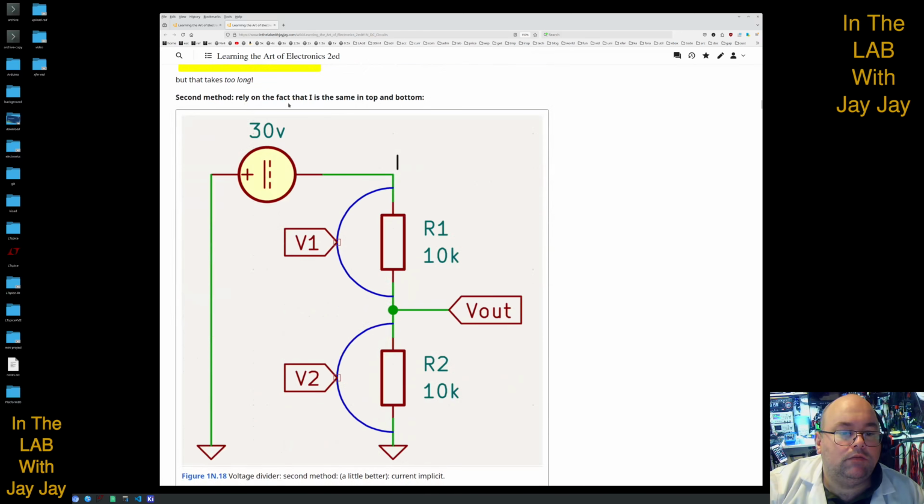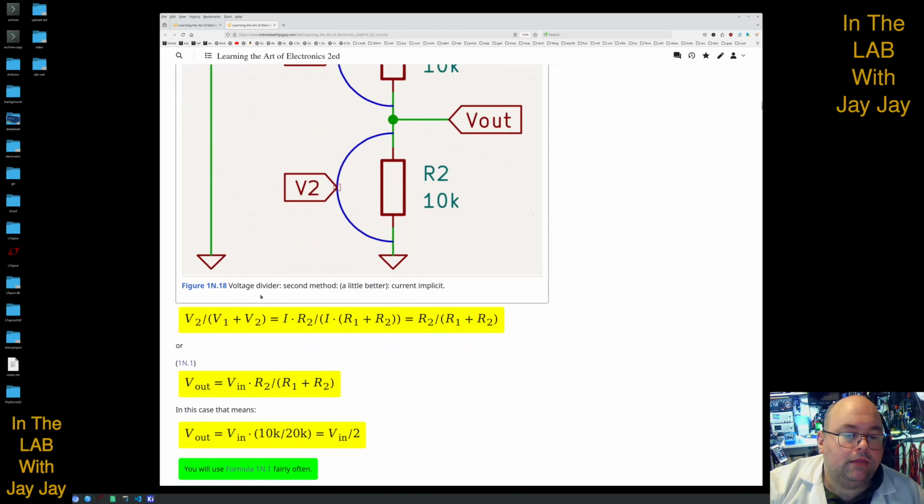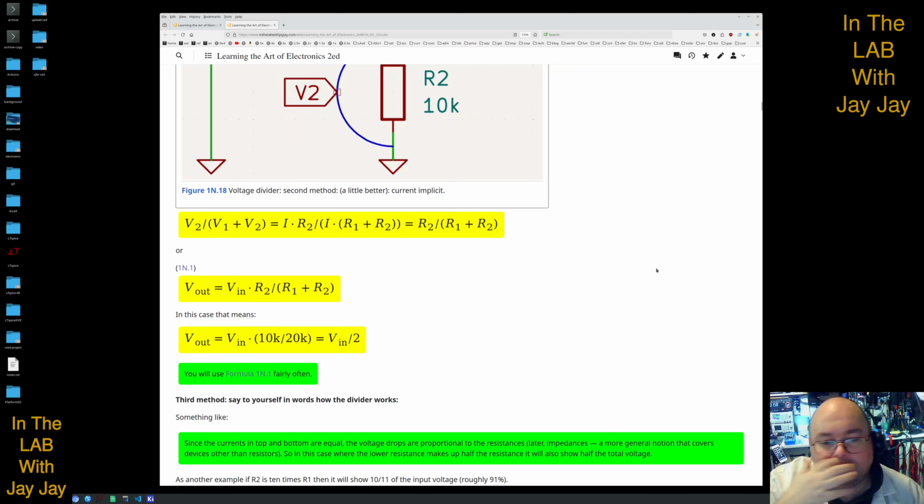The second method, you rely on the fact that I is the same in the top and the bottom. So this is I coming through here. That's what that I there is, and then the current through here and the current through here is the same, because the current's the same everywhere in a circuit like this. So the voltage divider, second method, we're using the implicit current. So you get an expression for the voltages, and you can rearrange it in terms of currents and resistances, and then you can figure it out in resistances, because the currents cancel.